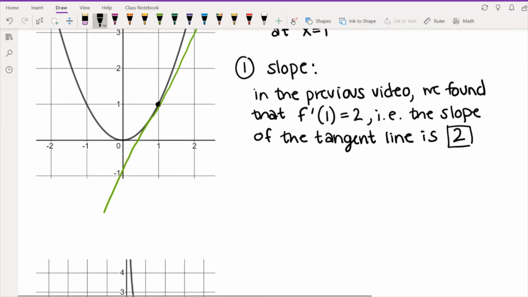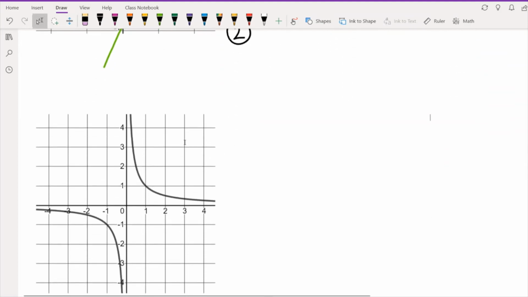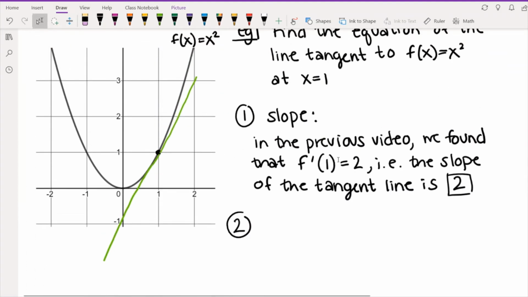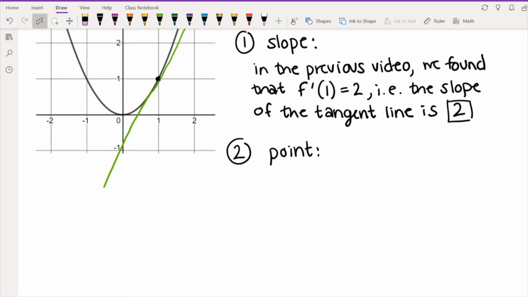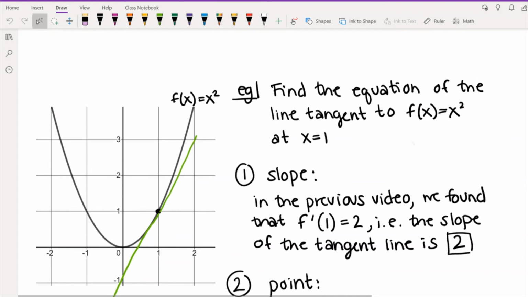The second piece of information we need is a point that our graph, or our line, goes through. So how do we find the point? Well, in this case, we have the graph right in front of us, so you can just look at it. But let's pretend we didn't have the graph. The question asks for the equation of the tangent line at x equals 1, so we know for sure that the x coordinate of the point is 1. So how would we find the y coordinate if we did not have the graph in front of us?